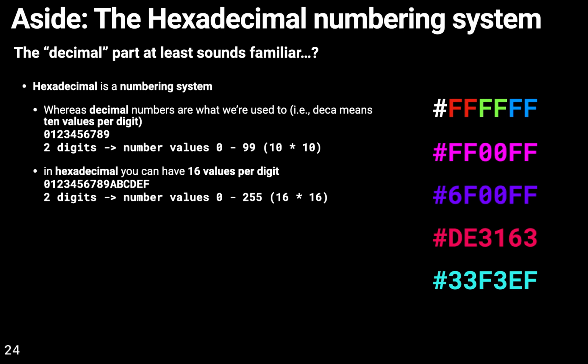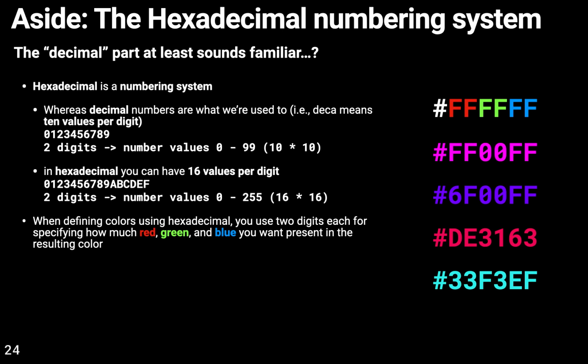But what it means here is that you have available to you in just 2 digits, you can get the number values of 0 through 255 because there's 16 values per digit, and you have 2 digits, so you multiply them. So when you're defining colors using hexadecimal, you would use 2 digits, so 255 values for each color, right? And red is first, green is second, and blue is third.